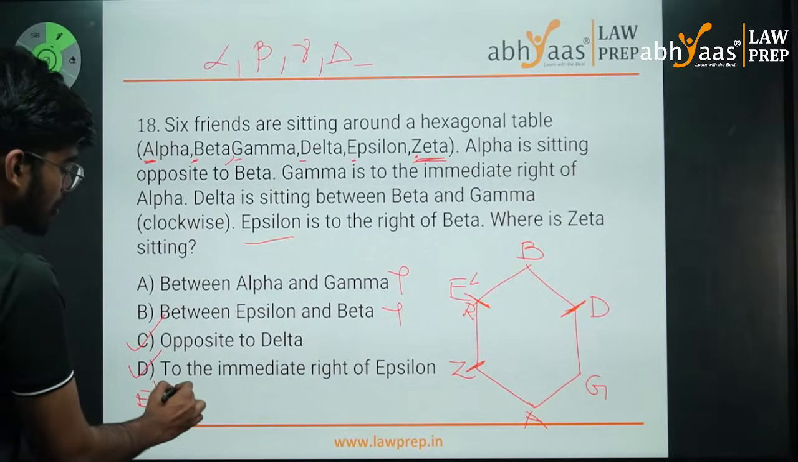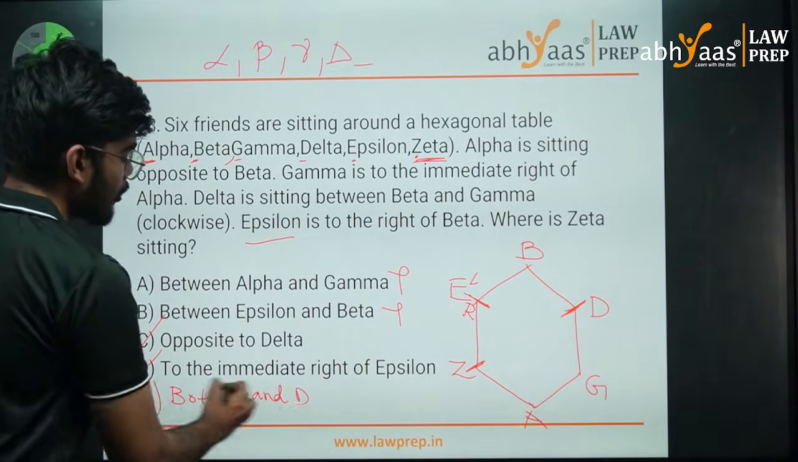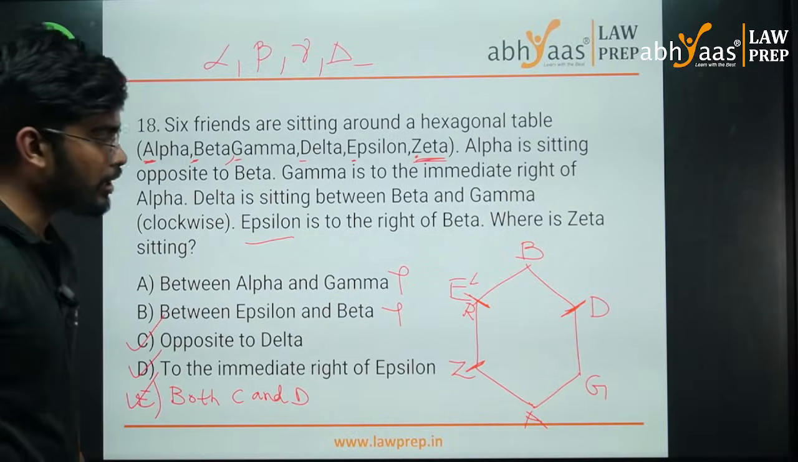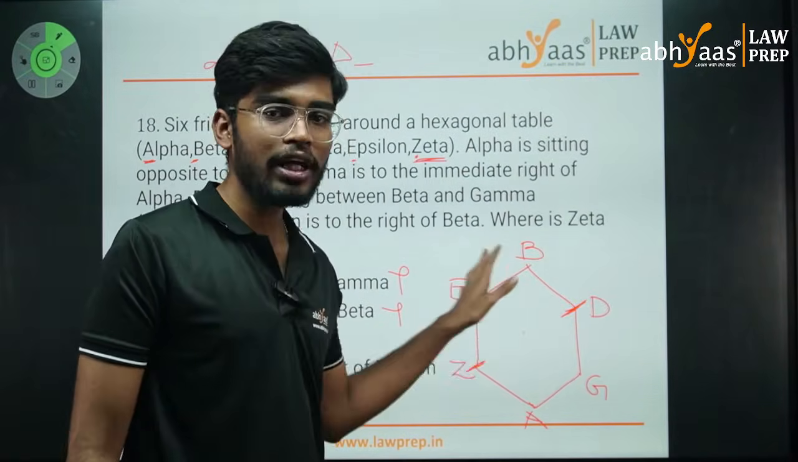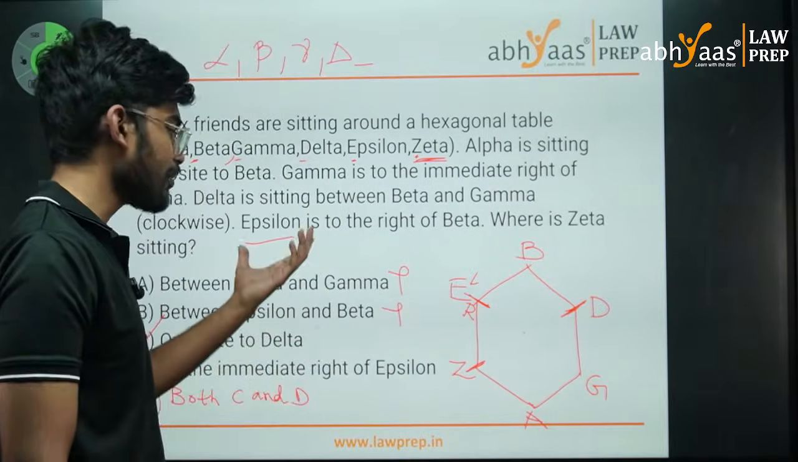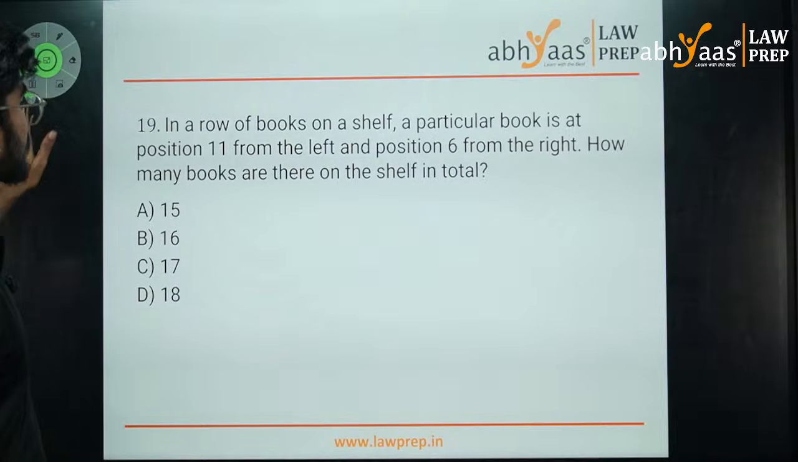If option E is like both C and D, then what will be the correct option? It is option E. If you know how to draw the diagram, you are done with the question because you can obviously eliminate the options easily. The next question.